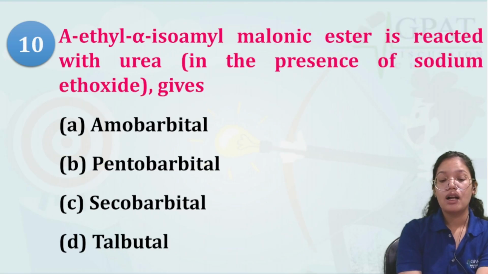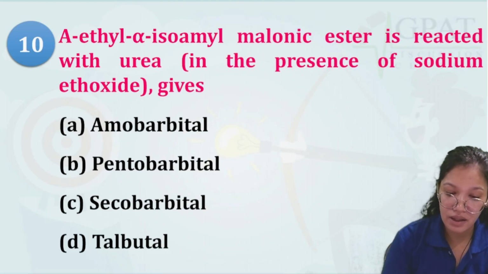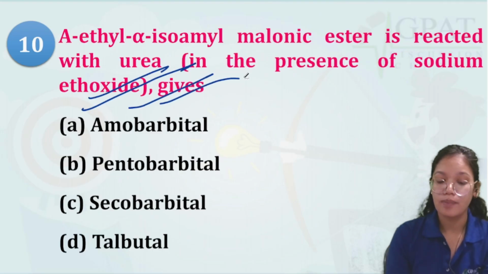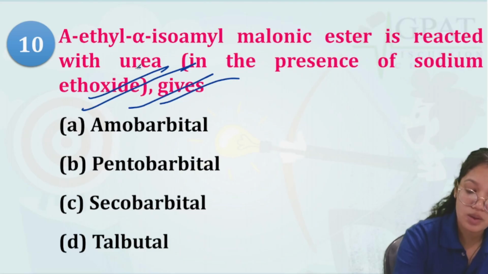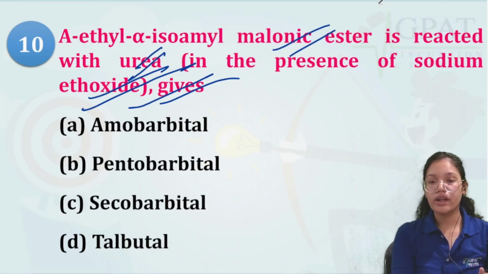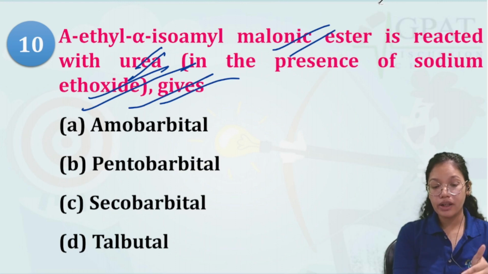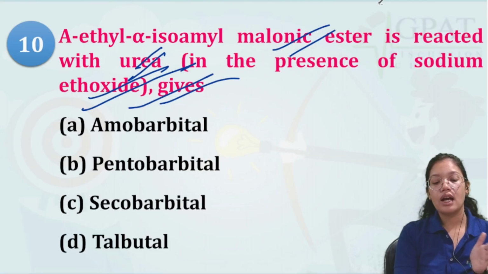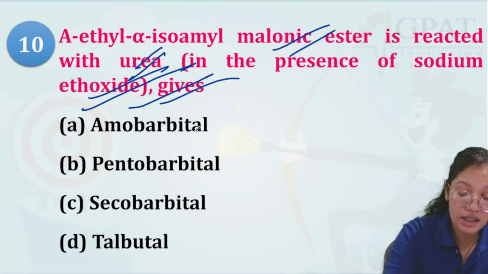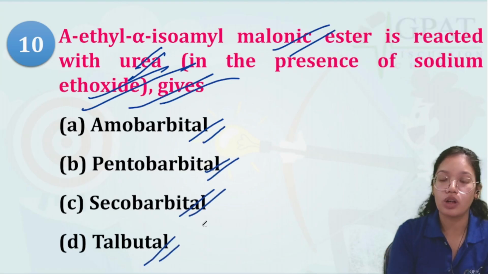Next question: ethyl alpha isoamyl malonic ester is reacted with urea in the presence of sodium ethoxide and it gives. So basically the reaction is with urea only, and here we have a malonic ester. Whatever it forms will be a type of barbituric acid, but which analog will be formed if we use ethyl alpha isoamyl malonic ester? It is amobarbital, pentobarbital, secobarbital or tar-butyl.